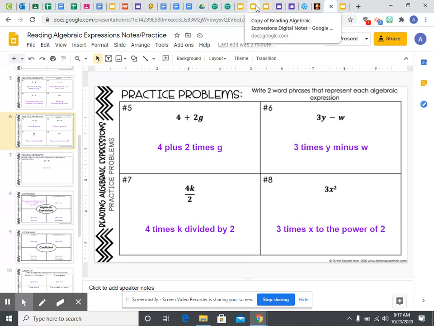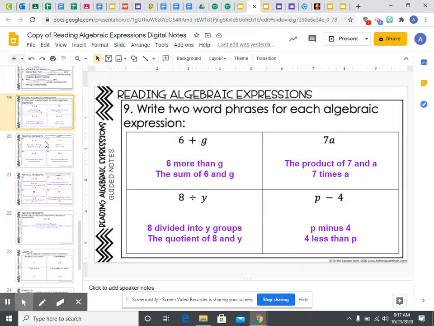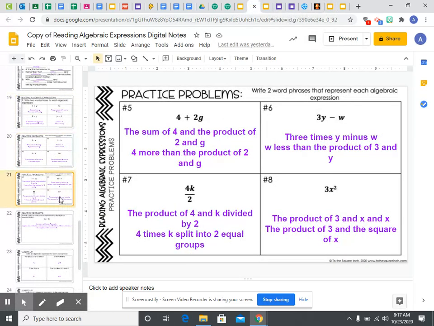I'm just going to look over and see what they have. Okay, and I'm going to let you share if you have something different than what's up here. Looks like on number 5, they have the sum of 4 and the product of 2 and g. Did anybody do something like that one? No? Okay, and then there's also 4 more than the product of 2 and g. Did somebody have something different?